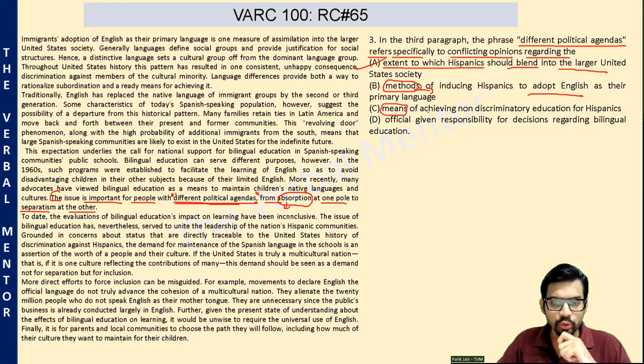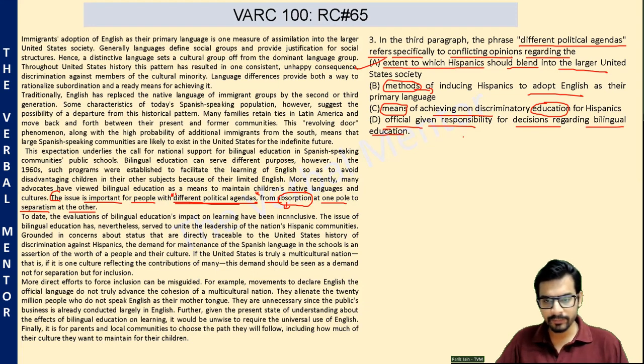It also does not refer to the means of achieving non-discriminatory education for Hispanics, not what we are reading there. And it does not clearly refer to the official given responsibility for decisions regarding bilingual education. The different political agendas do not refer to this issue, this topic of debate. This is not a topic of debate, option D.